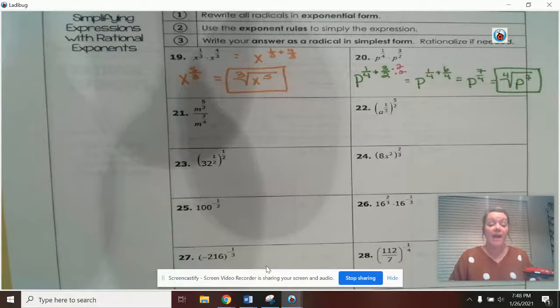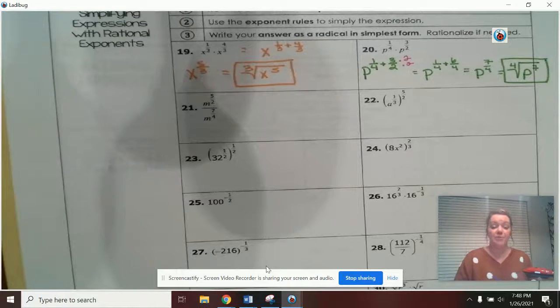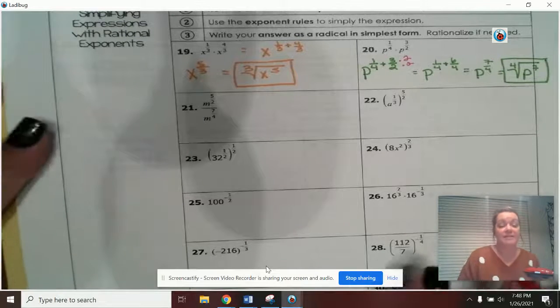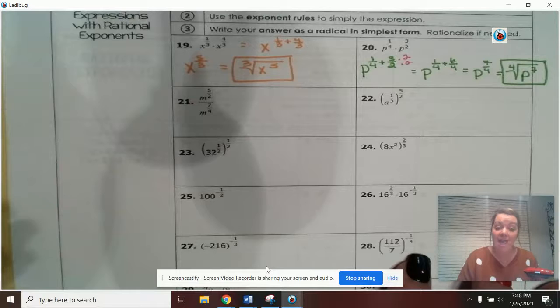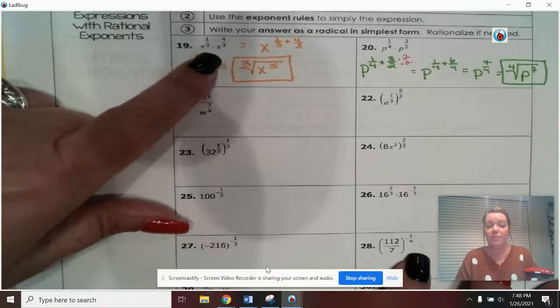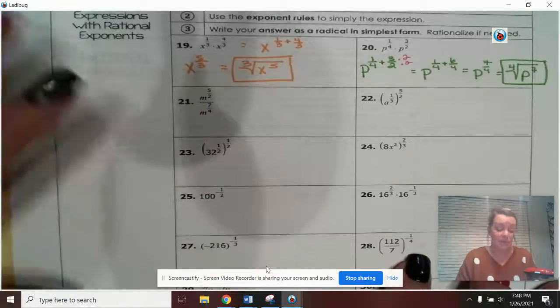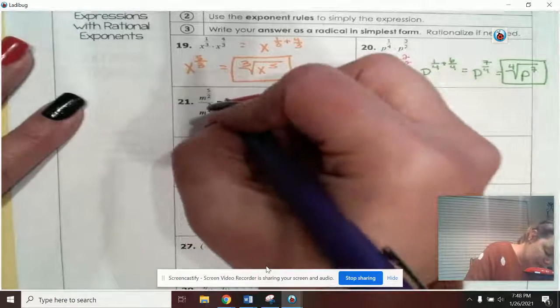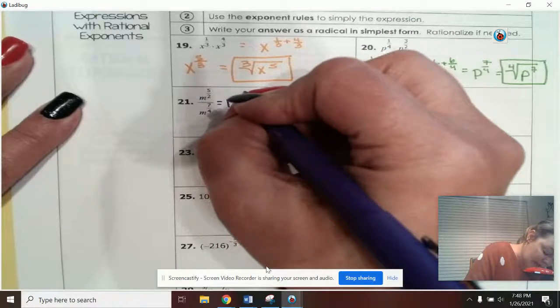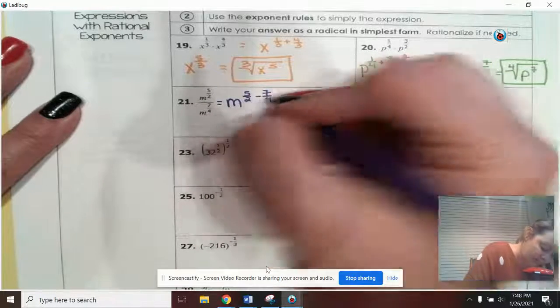Okay, now I have division. So this is my quotient rule from our exponent rules that we did on the first video. This is m to the 5/2 divided by m to the 7/4. Remember, this means division. These were multiplication, you add exponents. This is division, you subtract exponents. So this is m to the 5/2 minus 7/4.